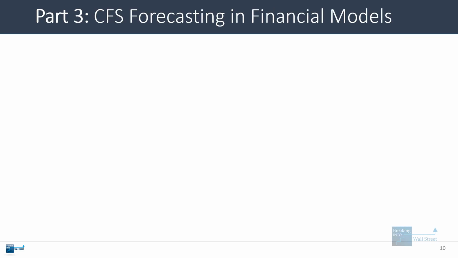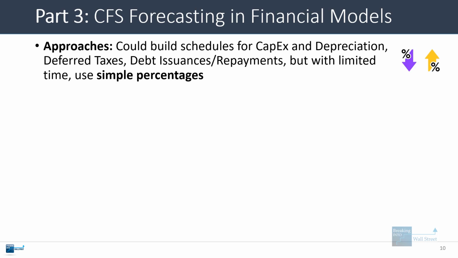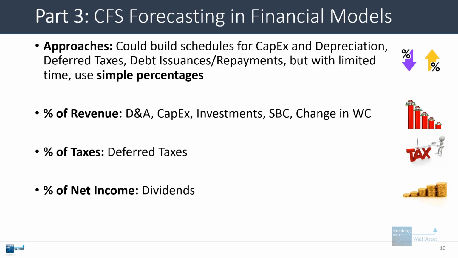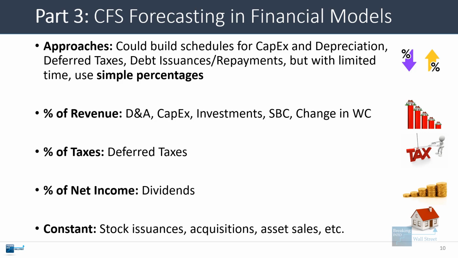In terms of forecasting the cash flow statement in financial models, you could build separate schedules for CapEx and depreciation and deferred taxes and the debt. We have a whole tutorial on the debt schedule, for example. But if you have limited time, such as 30 minutes or 60 minutes or even 2 hours, you often just use simple percentages for many of these items. You can make items like D&A, CapEx, investments, stock-based comp, even the change in working capital, simple percentages of revenue, or even the change in revenue. You could make deferred taxes a simple percent of book taxes on the income statement. You can make dividends a percent of net income, for example. And then other items like stock issuances, acquisitions, asset sales, you tend to hold constant.